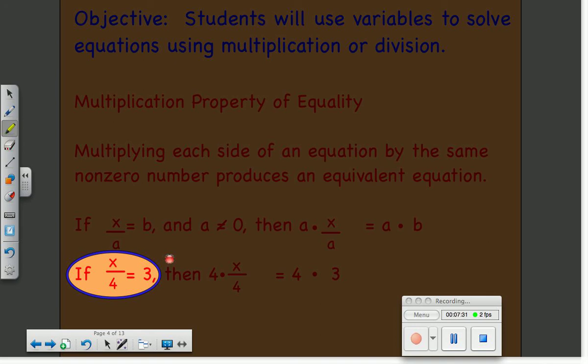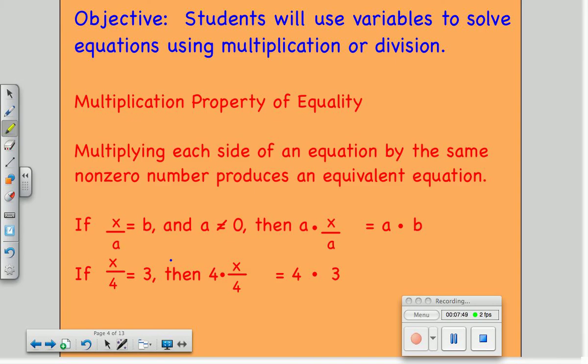How much do I have to multiply by? Well, what is x being divided by? x is being divided by 4. Well, then that's what you have to multiply by, 4. If you multiply one side by 4, you need to multiply the other side by 4 because of the multiplication property of equality. So, I multiply this side by 4, then I need to multiply this side by 4 also.